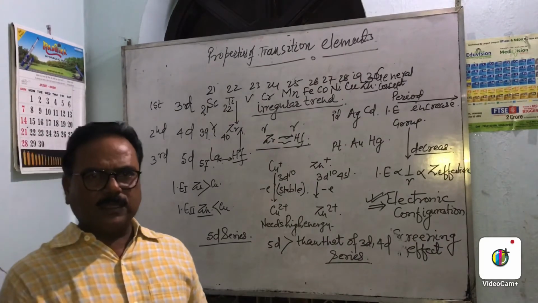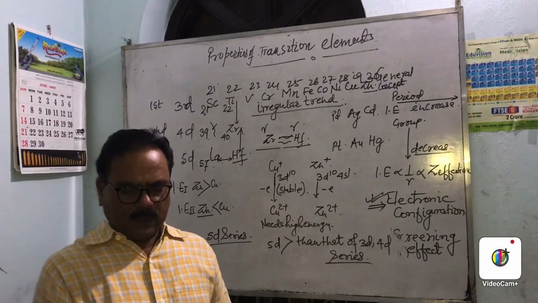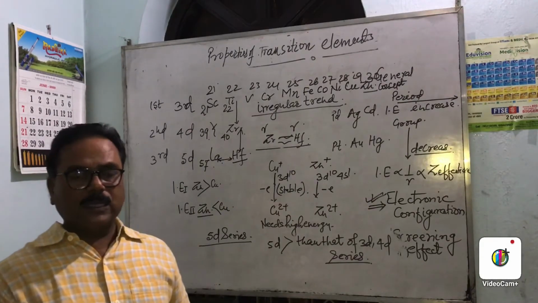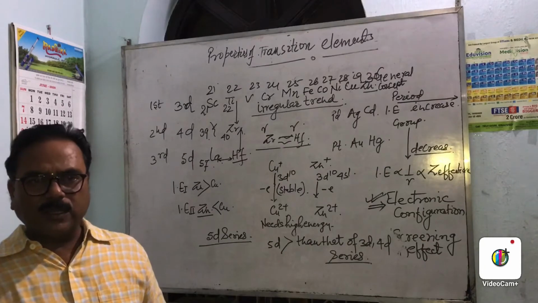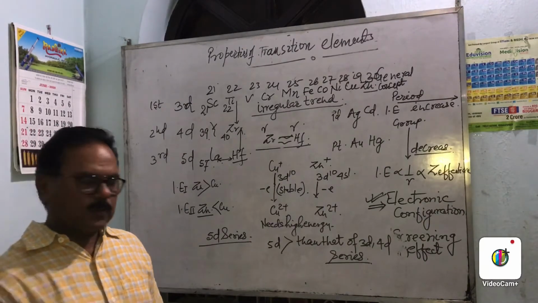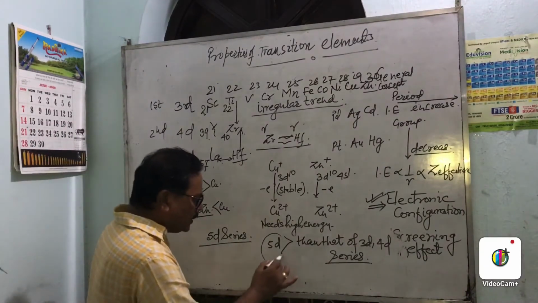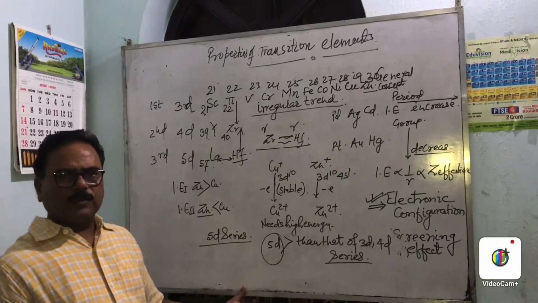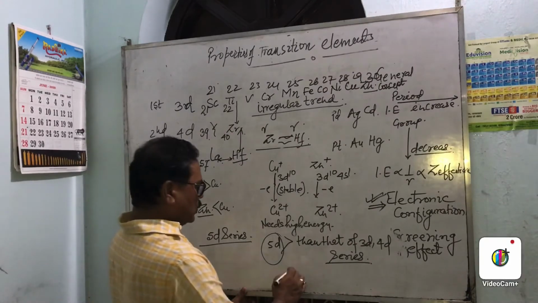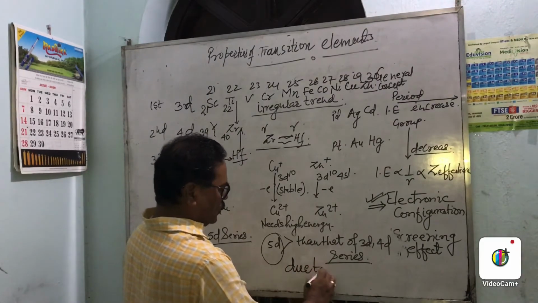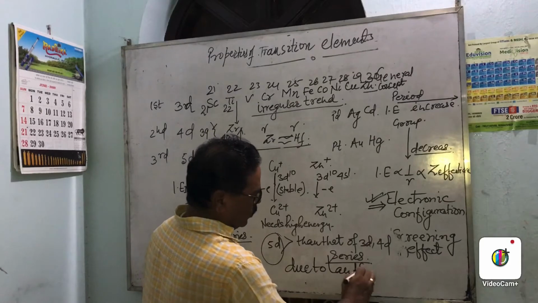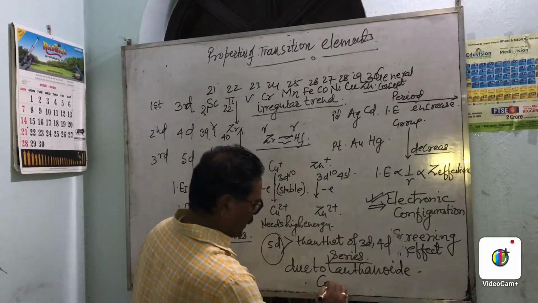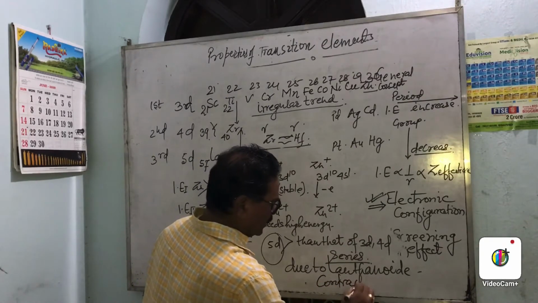Nuclear charge increases, so the attraction of the valence electron towards the nucleus increases. That's why ionization energy increases. That's why the 5d series will have higher ionization energy than that of the 3d and 4d series, due to lanthanoid contraction. So, what is lanthanoid contraction?